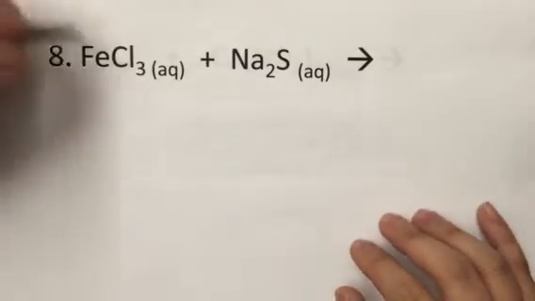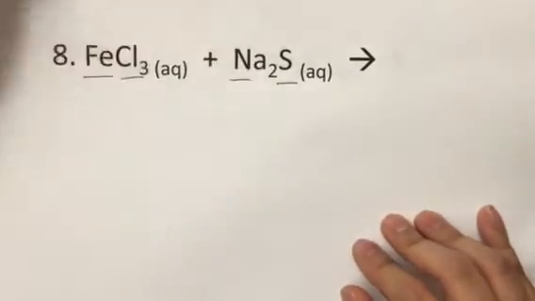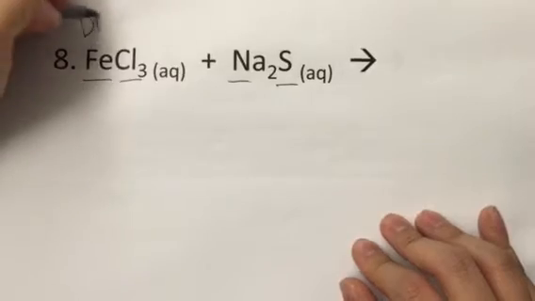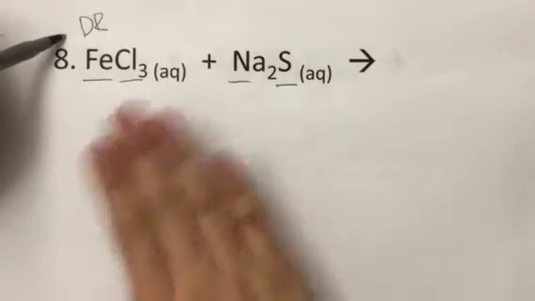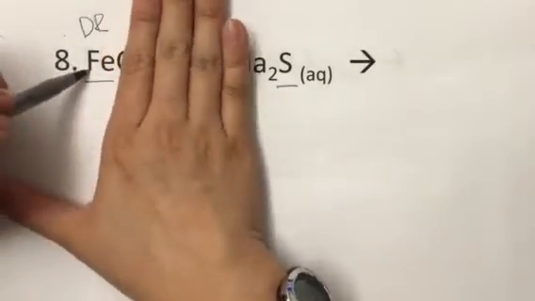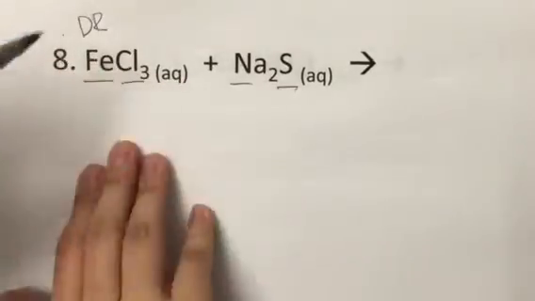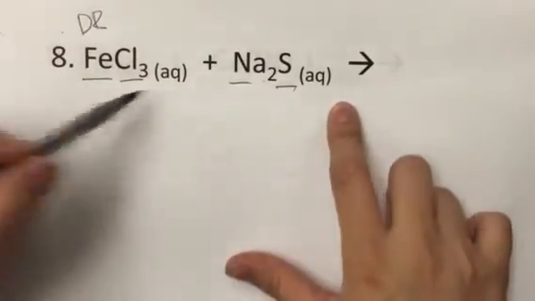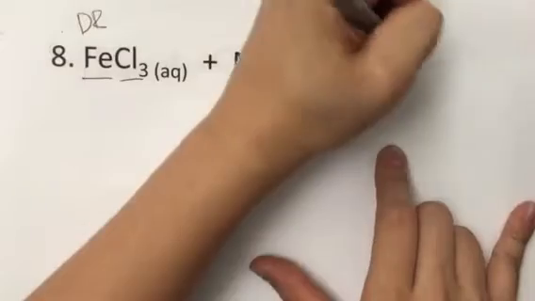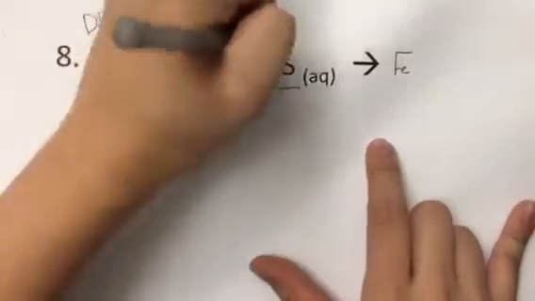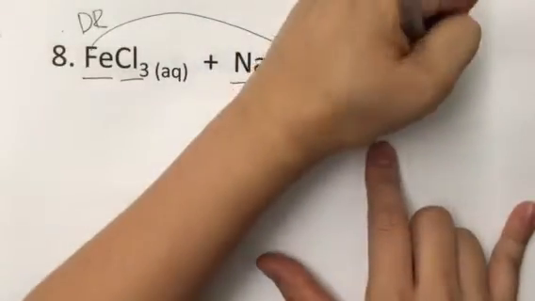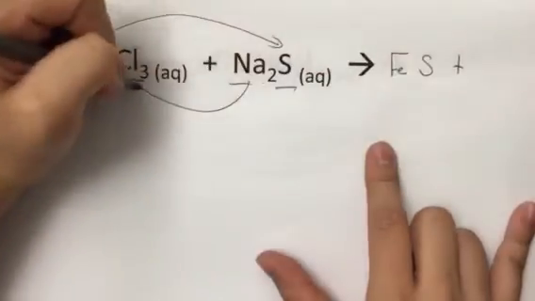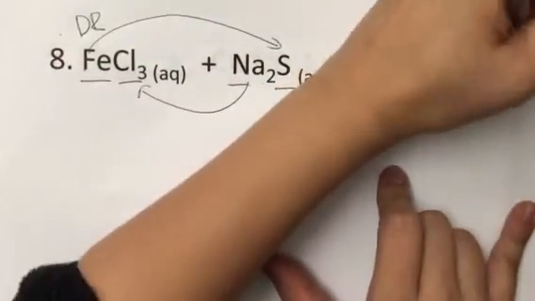Okay, let's do the next one. 1, 2, 1, 2. So it is going to be double replacement. Single replacement is only when I have like 1 of something on one side and then 2 of something on the other side, okay? So what could possibly be my product? I could probably have, outside, iron sulfide and sodium chloride.